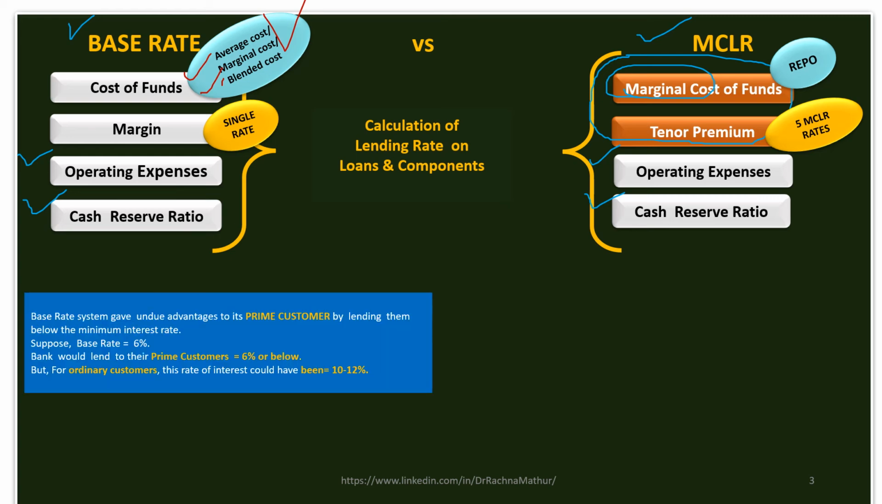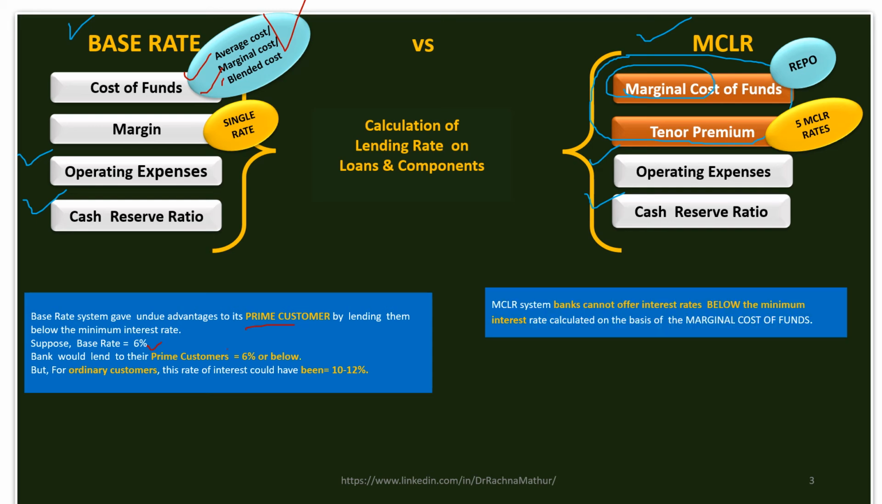Base rate system is also criticized for giving undue advantages to its prime customer by lending them at the rate below the minimum interest rate. Suppose the base rate is 6%, banks would be lending to prime customer at 6% or below. On the other hand, the ordinary customers were given loan at the rate of 10 to 12%.